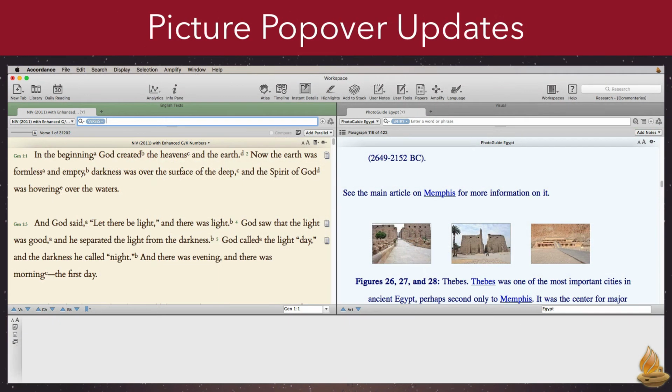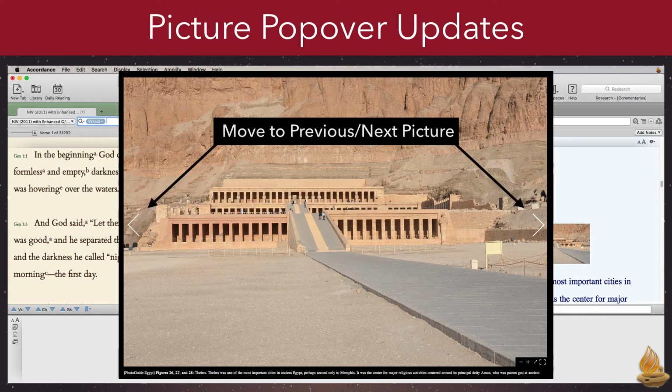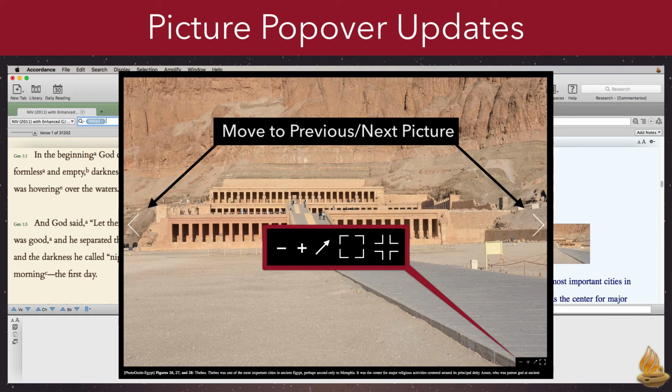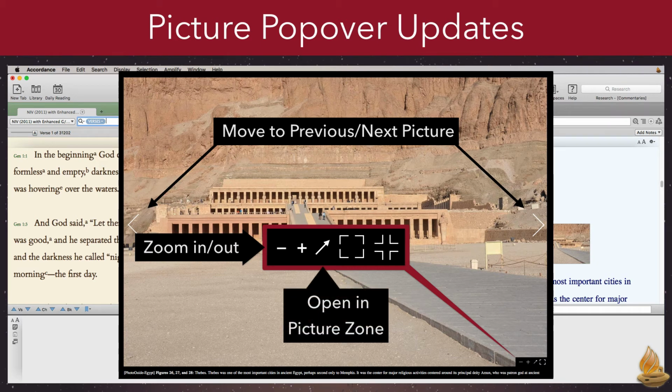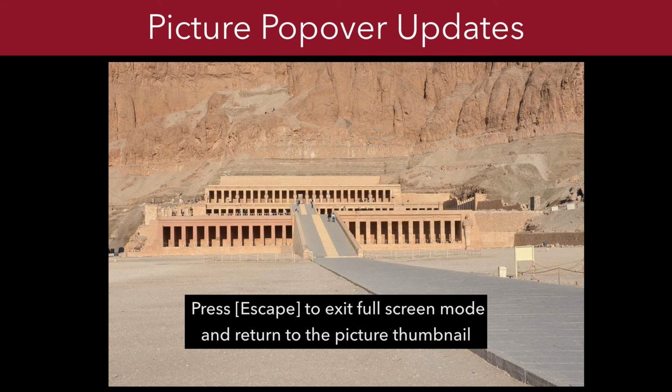We've also improved the picture pop-up window. We can still move to the previous or next picture by clicking the arrow at either side of the picture. However, the navigation box is now a bit different. In it, we can click buttons to zoom in or out, open it in a picture zone, or enter or exit the new full screen mode, which looks like this. Press Escape to close the full screen and return to the picture thumbnail.